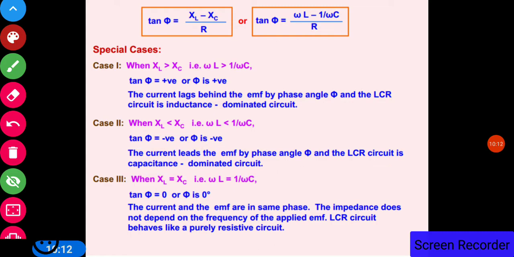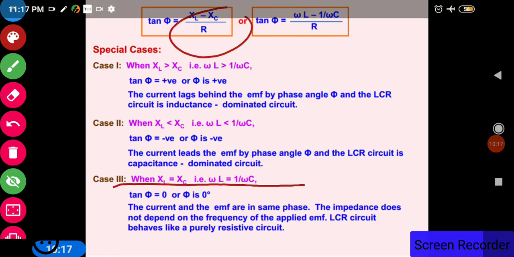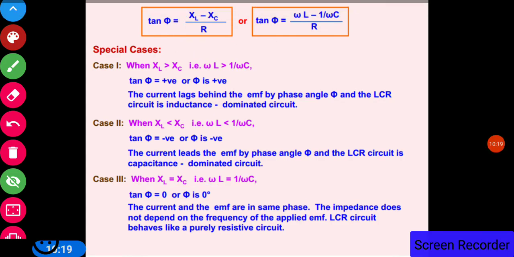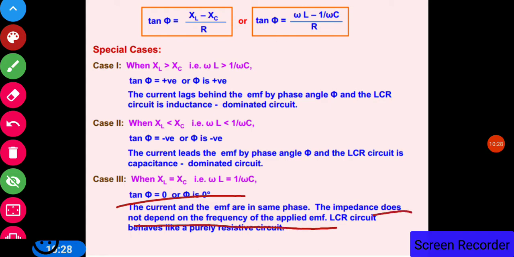Now, the third case arises when XL is equal to XC. So from this expression, it is clear that when XL is equal to XC, then tangent phi is 0 or phi is equal to 0 degree. That is, the current and the EMF are in the same phase, and the impedance does not depend upon the frequency of the applied EMF. The LCR circuit behaves like a purely resistive circuit. So, the three cases: either XC is greater than XL, XL is greater than XC, or XL is equal to XC.